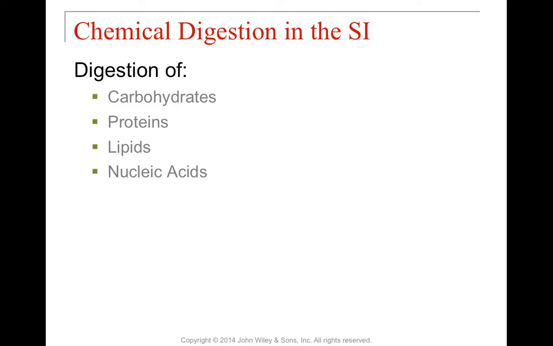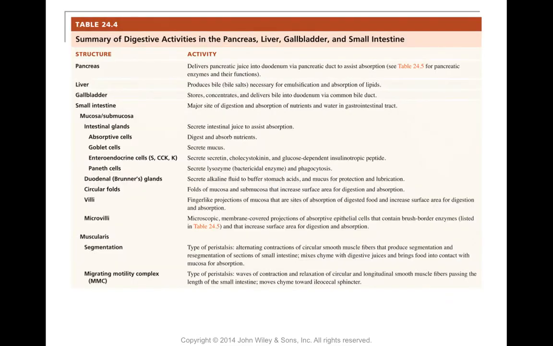Remember, that started in the mouth. We're also continuing with the digestion of proteins, and that started in the stomach. Continue with the digestion of lipids, that also started in the mouth, and the digestion of nucleic acids, which started in the stomach. So the chemical digestion of the small intestines is really just continuing what got jump-started earlier on in this pathway.